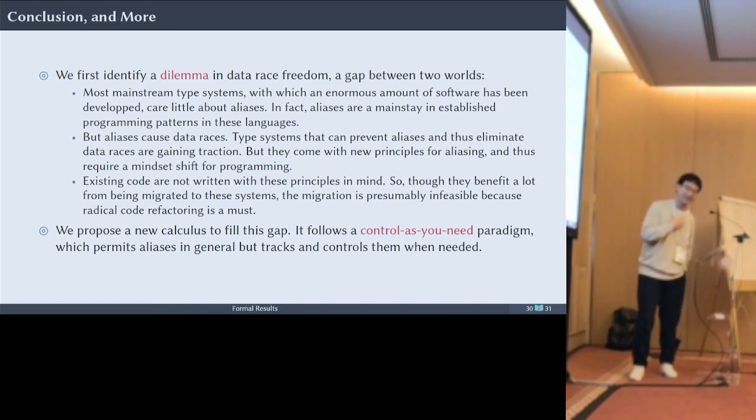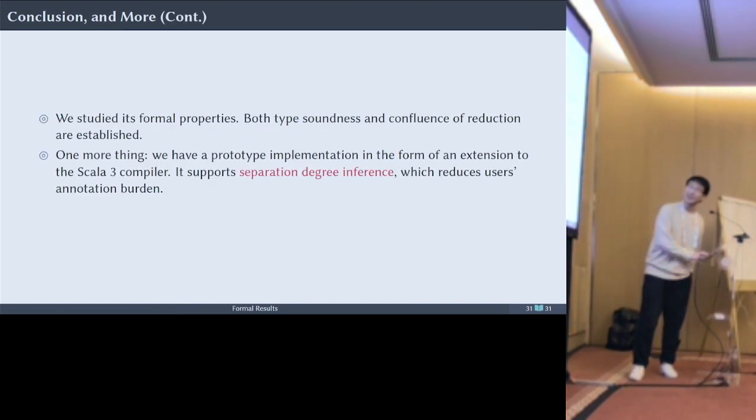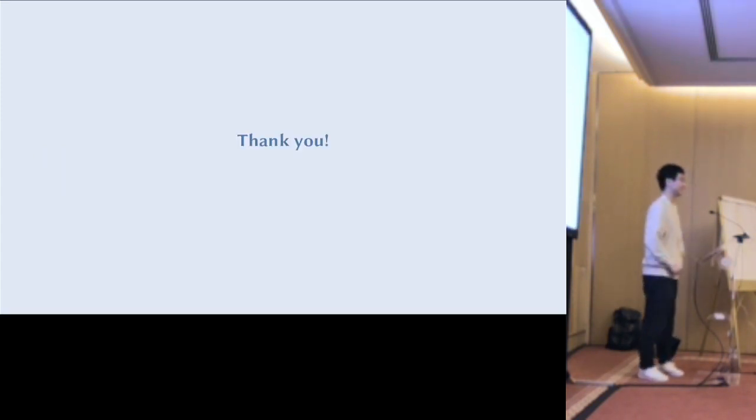So our system is intended to fill this gap, and it follows a control-as-you-need paradigm. By default, with empty separation degrees, everything works the same. And once data races are really a concern, we do alias prevention. We have studied its formal properties, its type soundness and confluence. And we also have a prototype implementation which supports separation degree inference that can reduce users' notational burden. And that's all. Thank you.